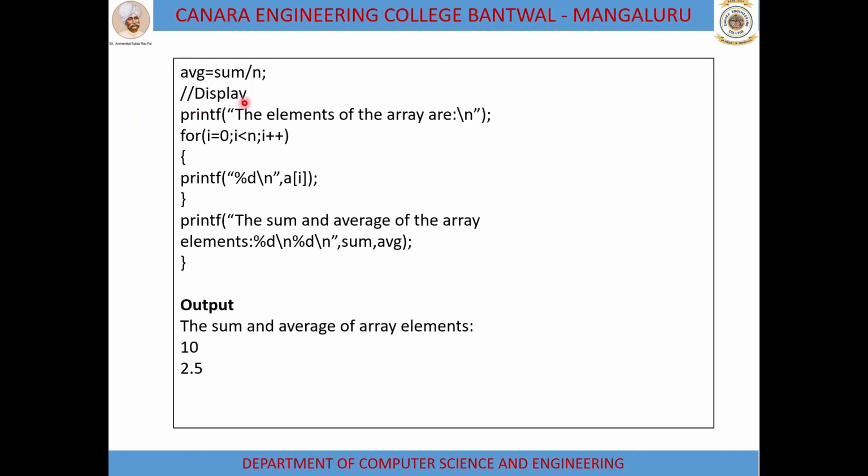Now I have to display the array elements. Again a for loop for displaying the array elements. This time I have given slash n, so that one below the other the array elements will be displayed. First A of 0, then A of 1, then A of 2, then A of 3. Once I becomes 4, control will come out of the for loop. Then sum and average I have displayed in the next printf statement. So first sum, next average.